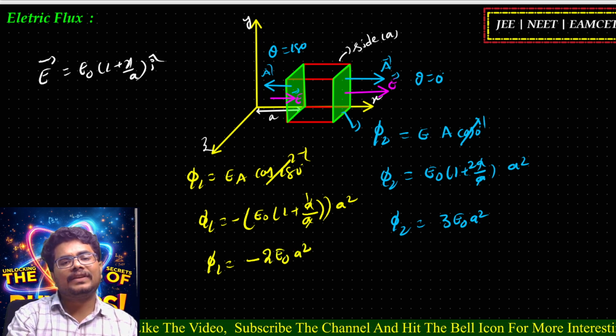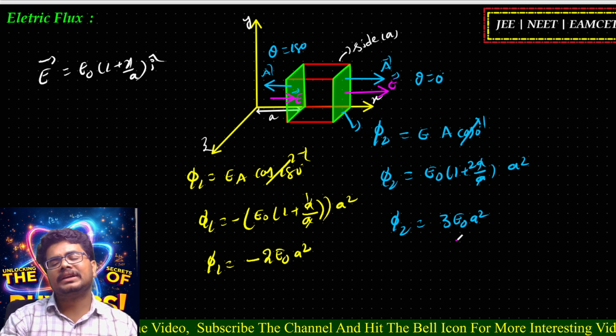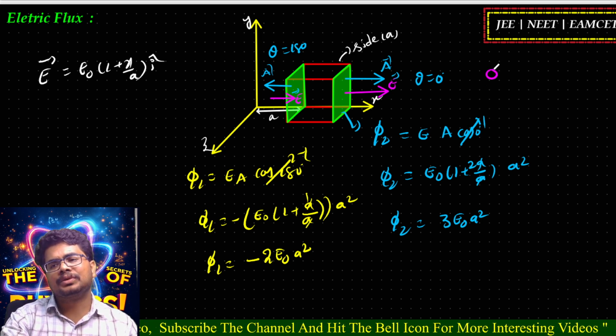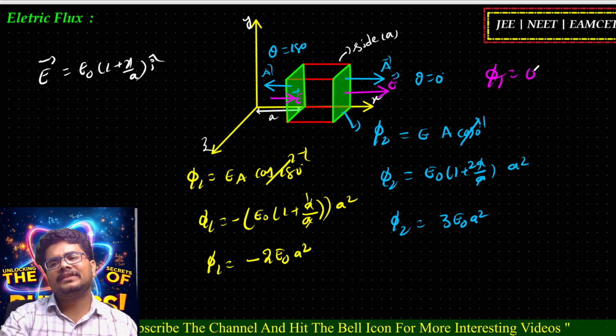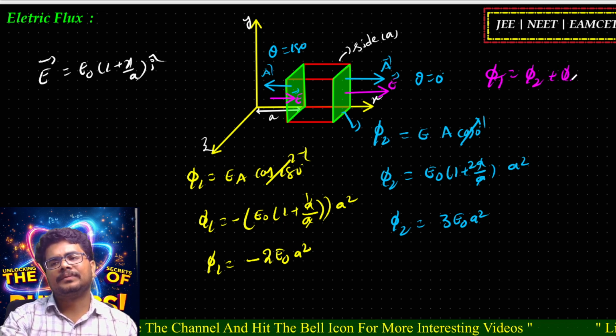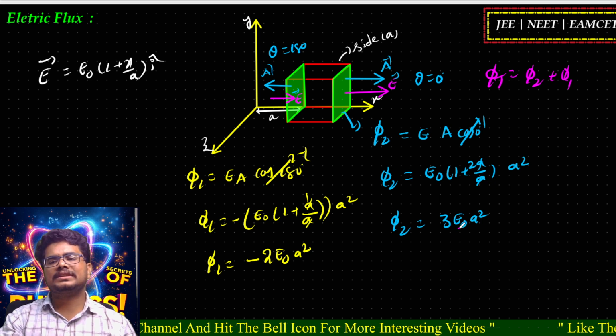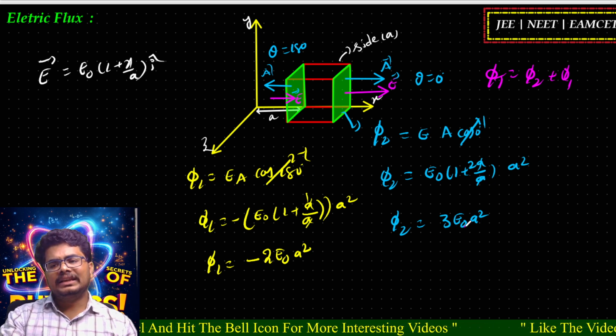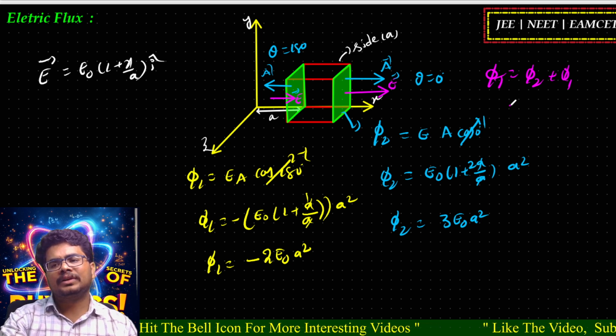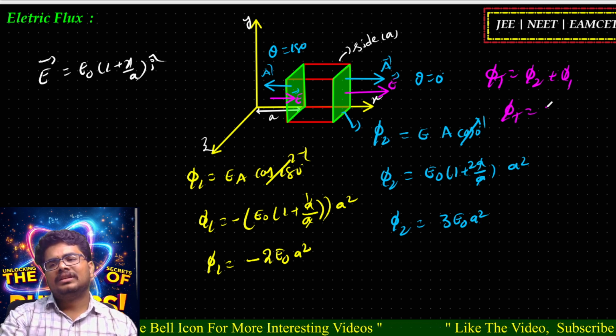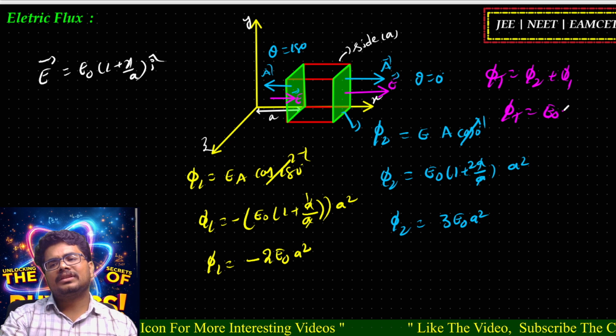Now the net flux formula. Because flux is a scalar quantity, flux total is just the sum of flux 2 plus flux 1. I choose flux 2 first because it is positive. So 3 E naught a square minus 2 E naught a square. Flux total equals E naught a square.